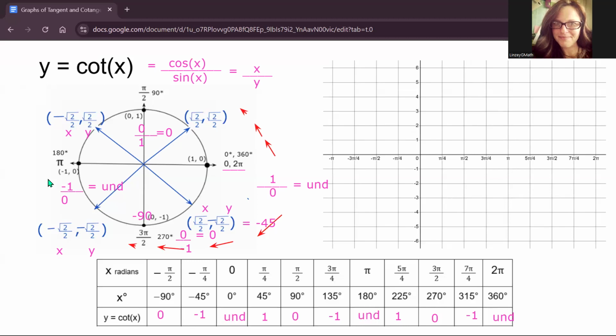Let's graph the asymptotes first. This time we see the asymptotes are at even multiples of pi over 2. So 0 times pi over 2, 2 times pi over 2, which is pi, 4 times pi over 2, which is just 2 pi.